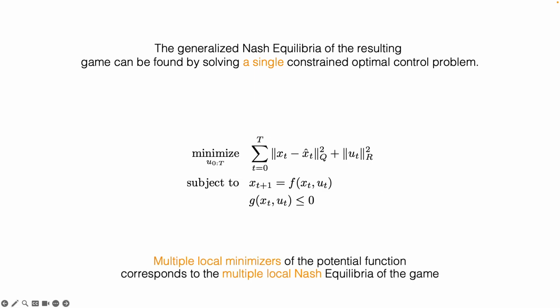Our key idea is that multiple local minimizers of the potential function will correspond to multiple local Nash equilibria of the game, and these multiple local Nash equilibria of the game would stand for the multimodality in the multi-agent planning problem. So our aim is to find these multiple local Nash equilibria of the game by finding multiple local minimizers of the potential function.